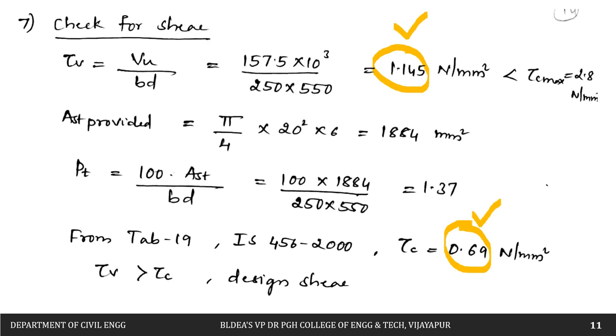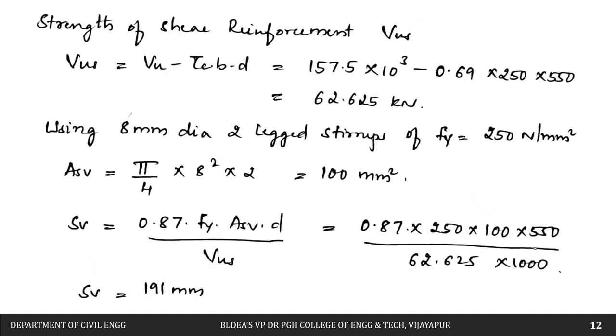So tau v is greater than tau c. Tau v is greater than tau c. So therefore we have to design this section for shear. We have to design for shear. So now let us calculate that shear reinforcement. The shear that has to be resisted by the shear reinforcement other than the concrete, let us try to calculate.